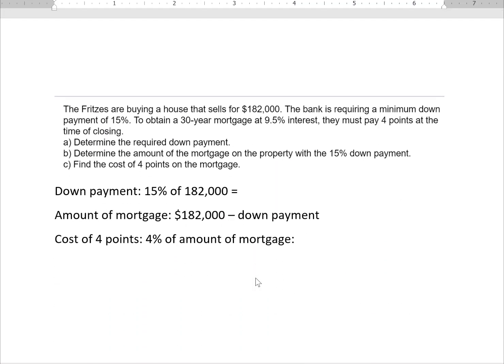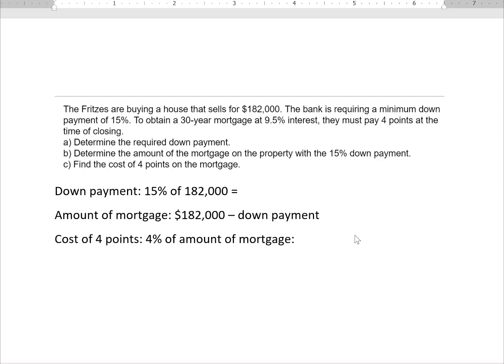The Fitzes are buying a home that sells for $182,000. The banker is requiring a minimum down payment of 15%. To obtain a 30-year mortgage at 9.5% interest, they must pay 4 points at the time of closing. Determine the required down payment, determine the amount of the mortgage on the property with the 15% down payment, determine the cost of 4 points on the mortgage.